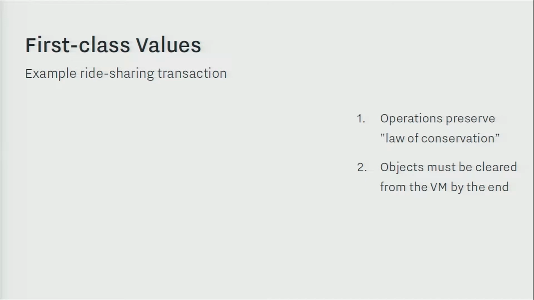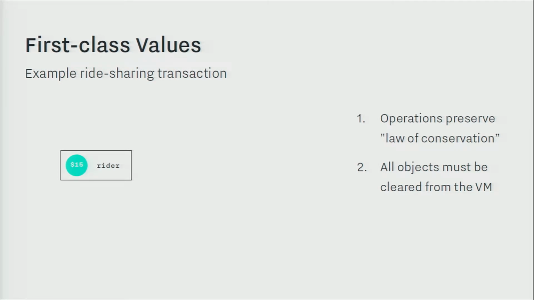So I'm going to give a walkthrough of why it's really cool that we introduce these first-class values. Pretend you have an example ride-sharing transaction, in which a rider pays some amount, and then you want to split it into some payment to the driver and some payment to the company. Okay, it's $15, sorry. And you want to pay $10 to the driver and $5 to the company.